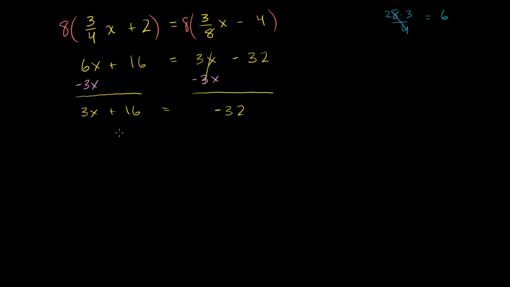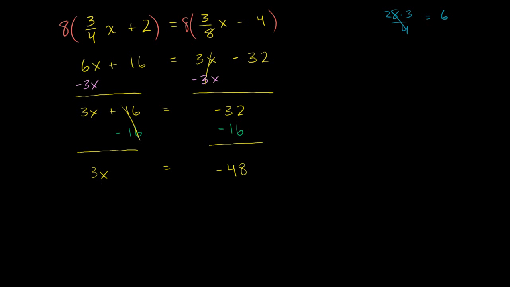To get rid of it, we're going to subtract 16 from both sides of this equation. The left-hand side of the equation just becomes this 3x here. These 16's cancel out. You don't have to write anything. Is equal to -32 minus 16, which is -48. So we have 3x is equal to -48.